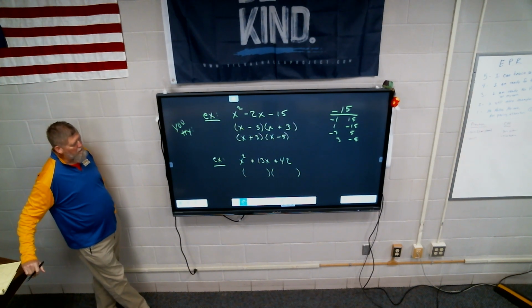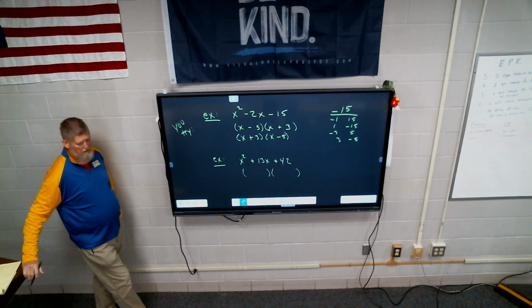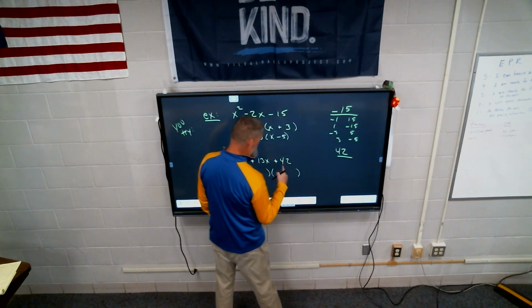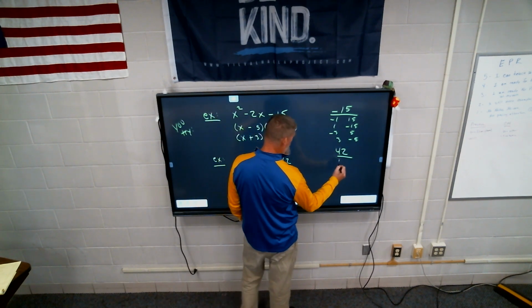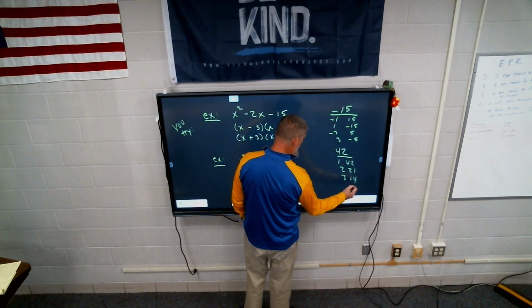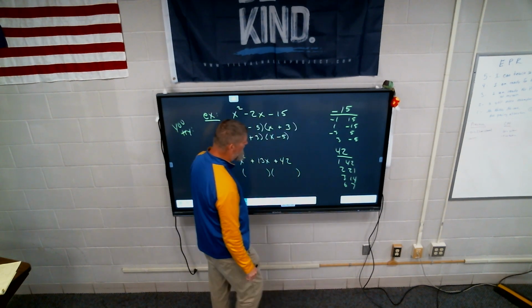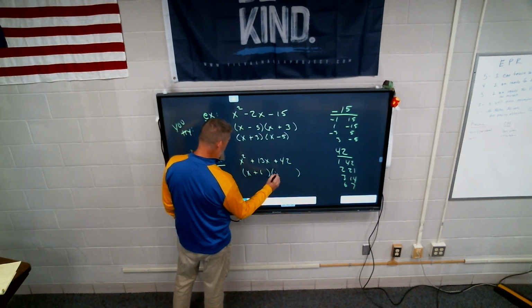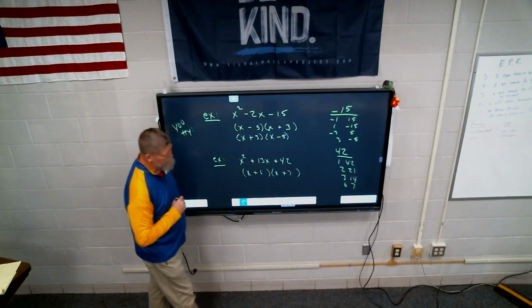All right, what about the bottom one? What multiplies to equal 42 but adds to equal 13? 6 and 7. So if you can just start listing all the things that multiply to equal a positive 42. So 1 and 42, 2 and 21, 3 and 14, 6 and 7. So then which ones add? So you get x plus 6 and x plus 7.